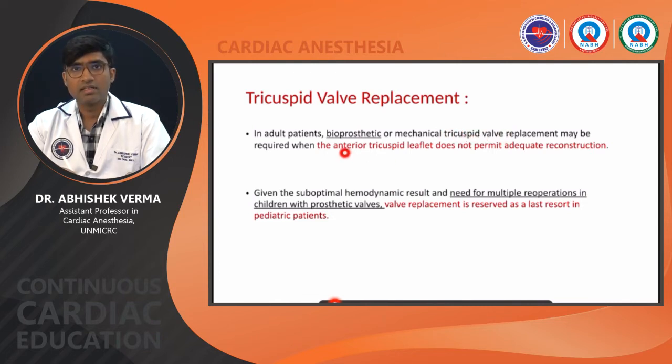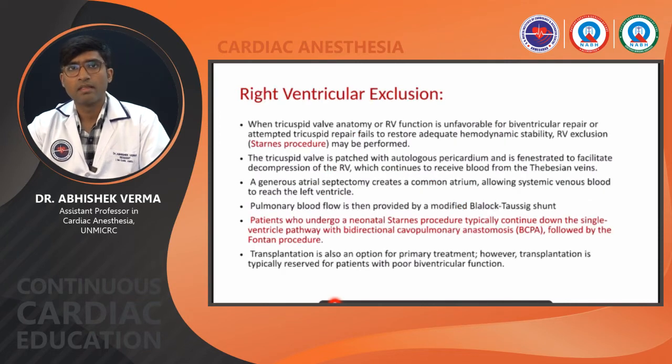If the entire tricuspid leaflet does not permit adequate reconstruction, and given the suboptimal hemodynamics and need for multiple reoperations in children with prosthetic valve replacement, it is reserved as a last resort in the pediatric patient. Similarly, for right ventricular exclusion, when we see the tricuspid valve anatomy and the RV function is unfavorable for biventricular repair, then we go for the univentricular repair.